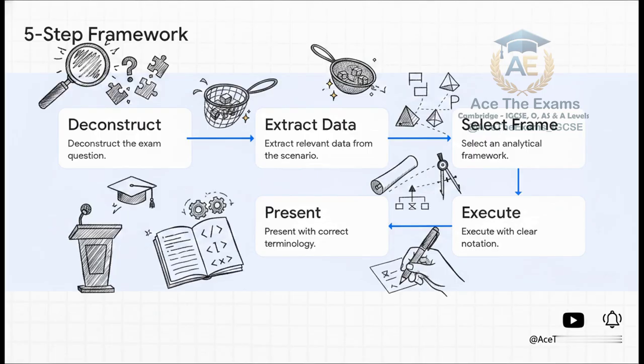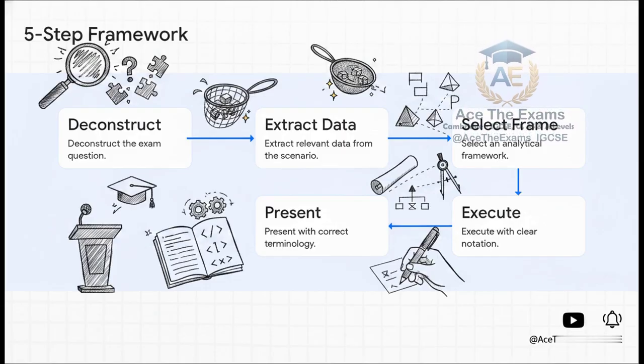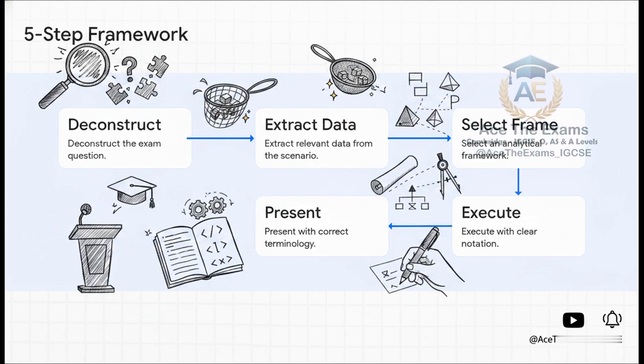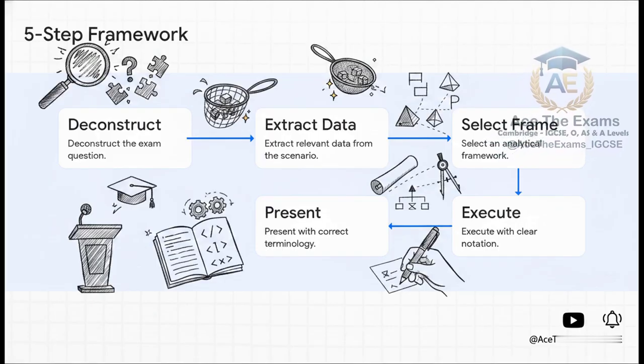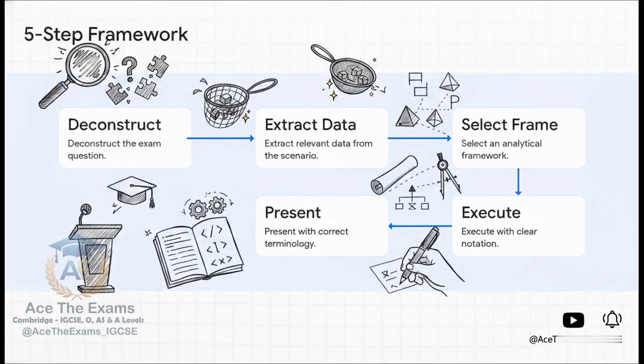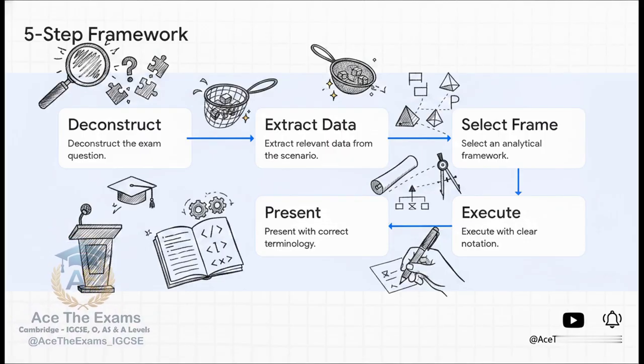If the examiner uses the word describe, they are looking for characteristics. If they say evaluate, they want pros, cons, and a highly justified conclusion. If you treat an evaluate question like a describe question, your mark potential drops to 50% immediately. Step 2. Extract relevant data. Take your pen and literally highlight the nouns and verbs in the exam scenario. The nouns become your classes and attributes. The verbs become your methods.